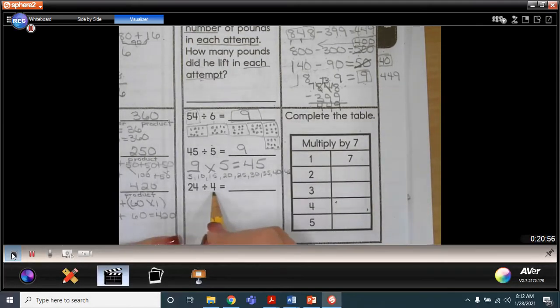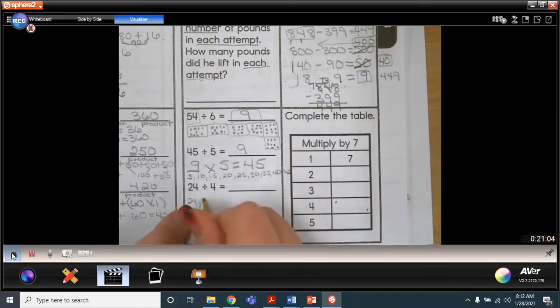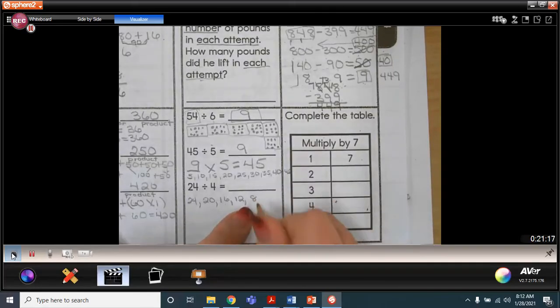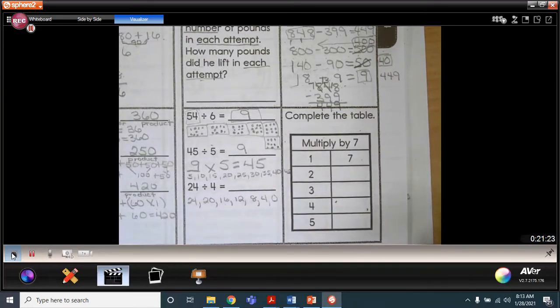24 divided by 4. So let's count back from 24. Let's start with 24 and count back 4. So take away 4, that would be 20. Take away 4, that would be 16. Take away 4, that would be 12. Take away another 4, that would be 8. Take away 4, now I'm at 4. And take away another 4, now I'm at 0.